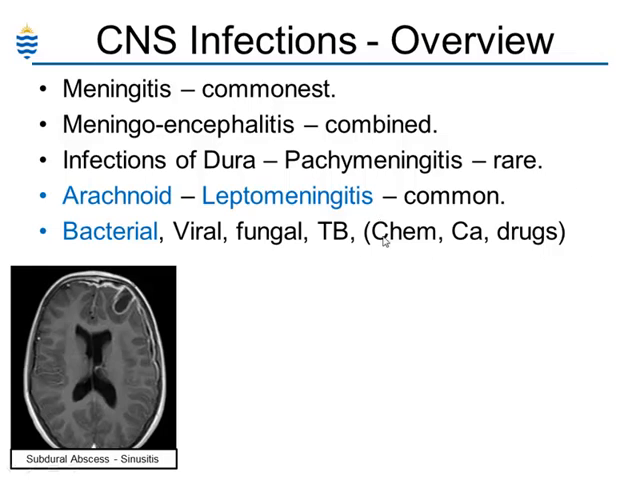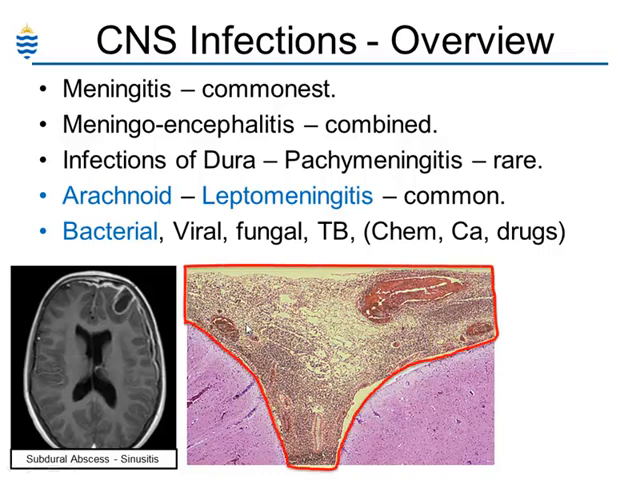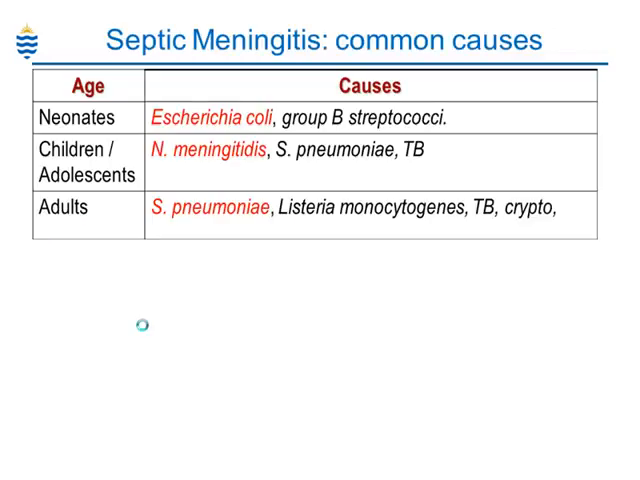So, just know the names, but the important one is bacterial, only read. And the inflammation is limited to the arachnoid only, it does not involve the brain or the dura mater. So, it is known as leptomeningitis. Encephalitis is when the infection is within the brain, that is an abscess with meningitis.